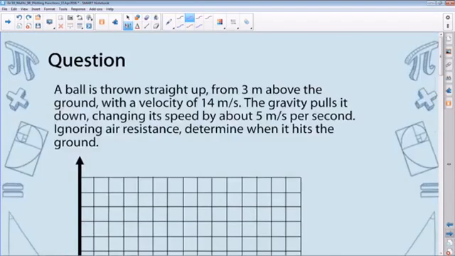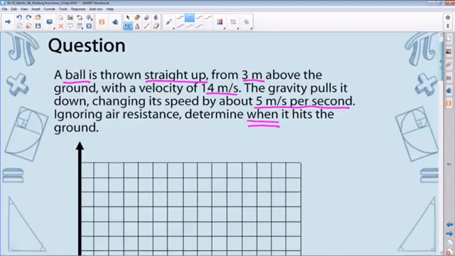And the question says, a ball is thrown straight up from 3 meters above the ground with a velocity of 14 meters per second. The gravity pulls it down, changing its speed by about 5 meters per second. Ignoring air resistance, determine when it hits the ground.